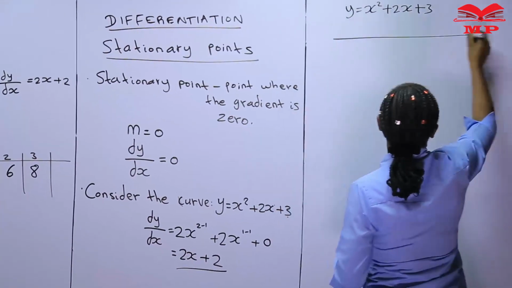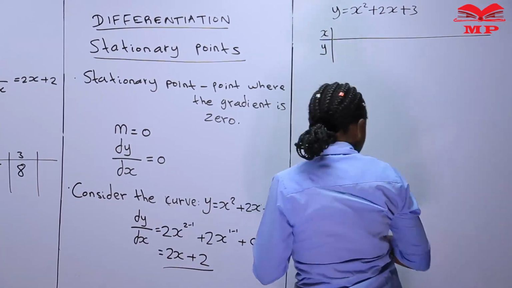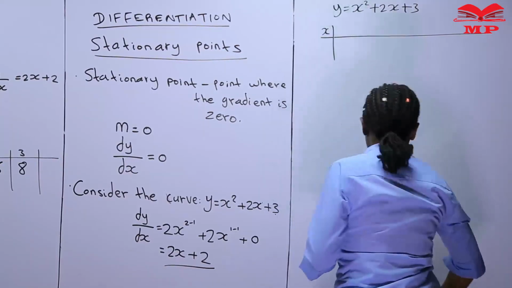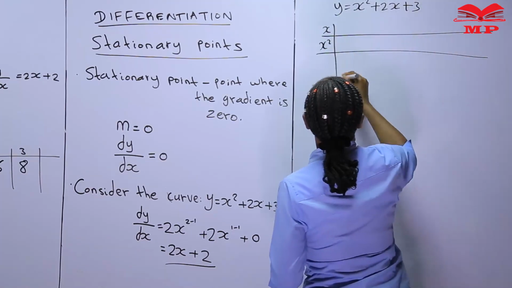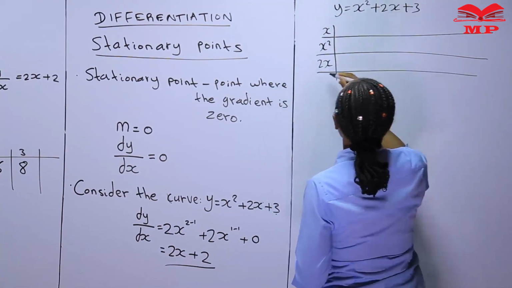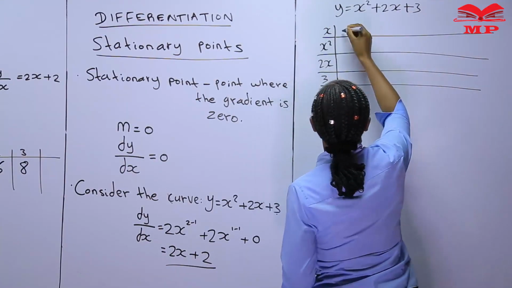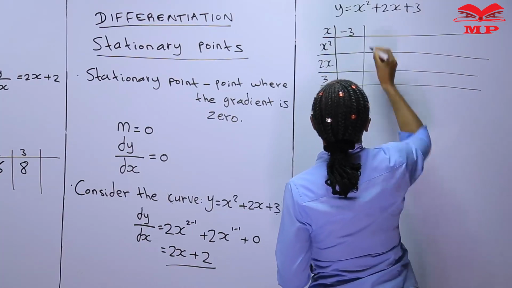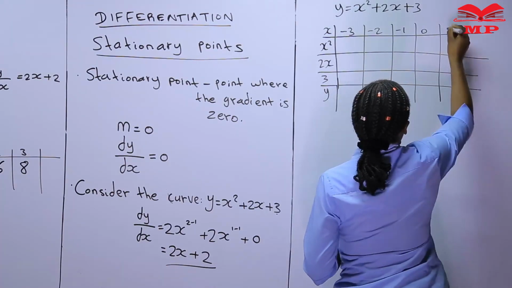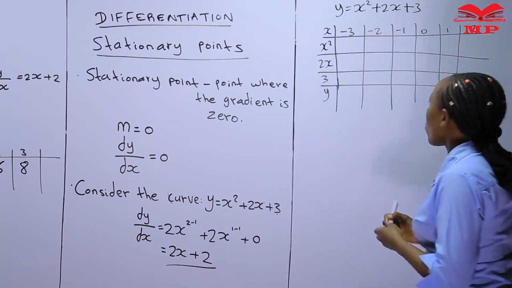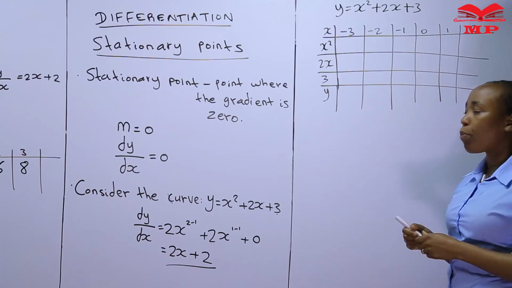So we are going to get the values of x and the values of y. We can make it simpler by having it as follows. We have the values of x, we have x squared, we have 2x, and we have plus 3. So in every part we add 3, and then we get the values of y. We can start with maybe negative 3, negative 2, negative 1, 0, 1, up to 2. So we want to get the corresponding values of y, so that we can plot the curve.